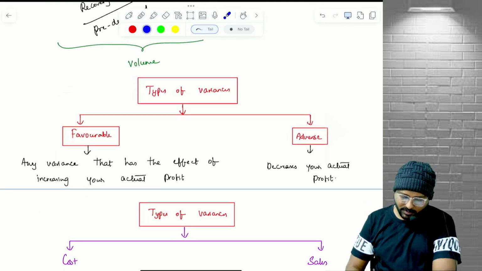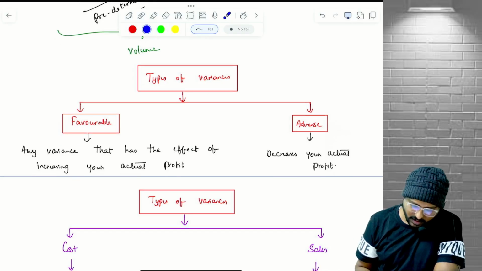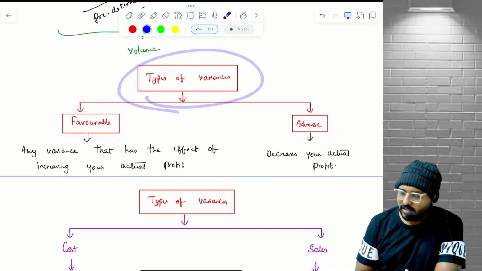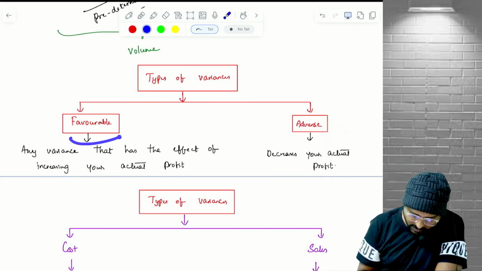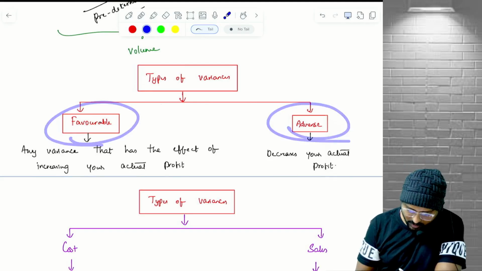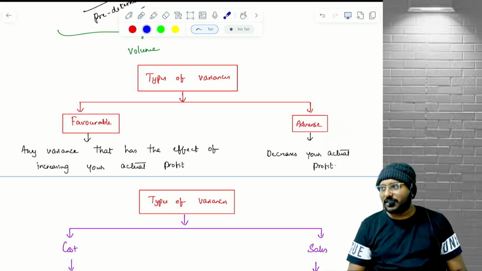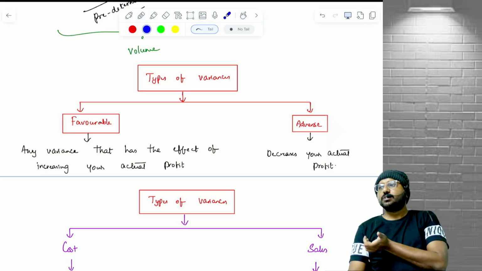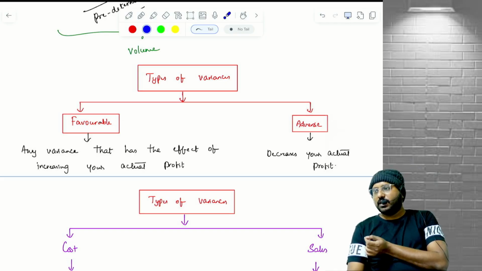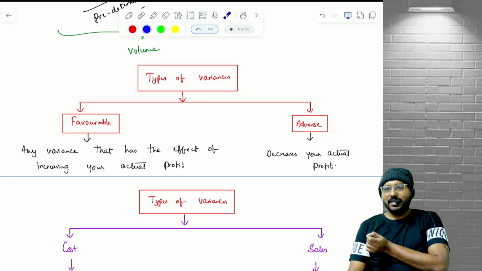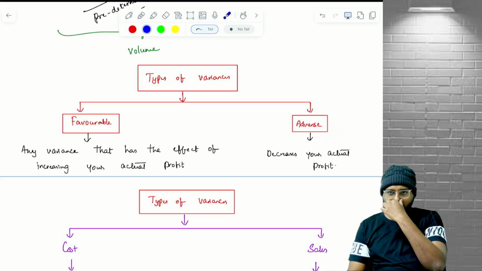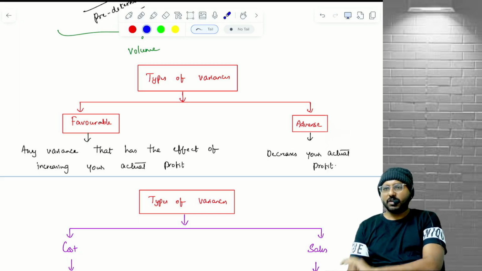Now we'll come to types of variances. There are two types of variances, which I told you already. One is favorable variance, the other one is what? Adverse variance. See, usually what students are taught is, if a variance is positive, then it is favorable. If a variance is negative, then it is adverse. That is what they are taught. But logically speaking, that is not correct.